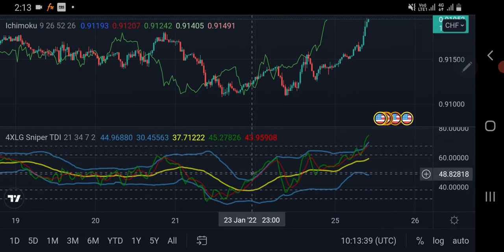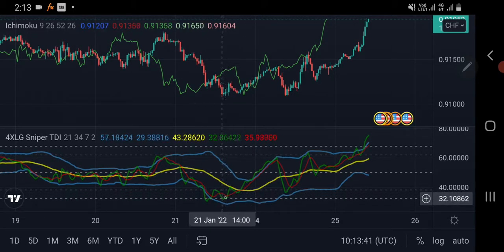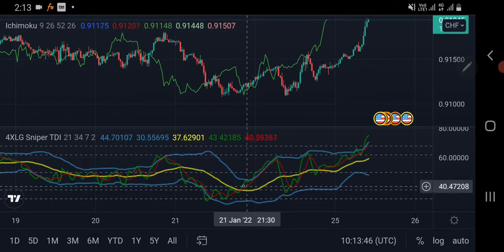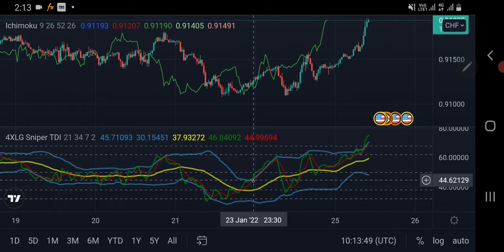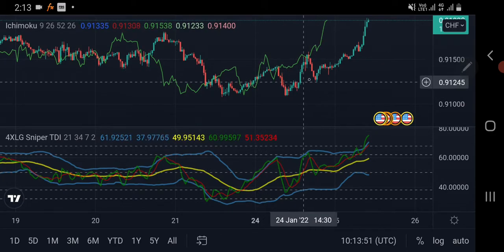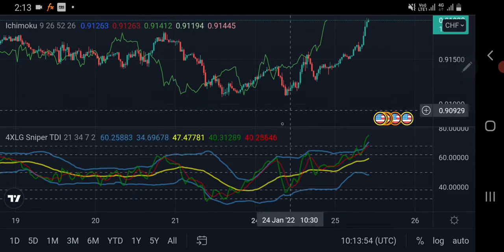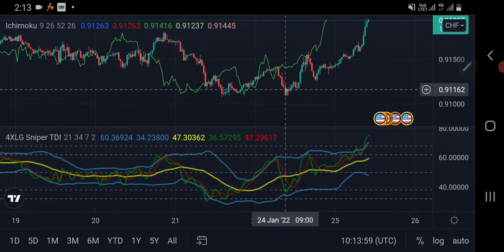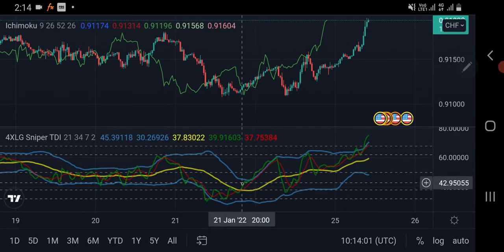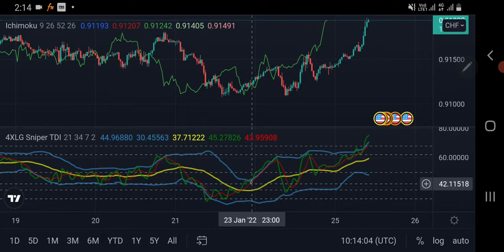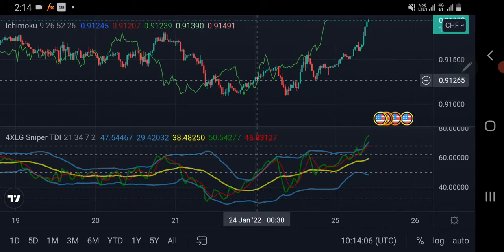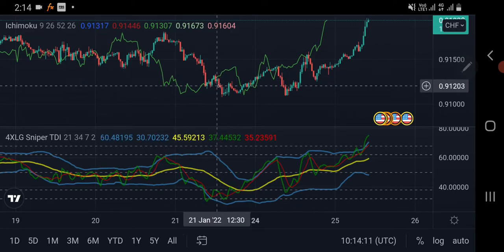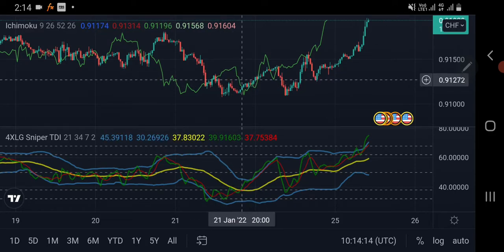So what we are going to do is wait for the green and red to cross the yellow. It already crossed here. Then we have to wait for the Chikou span to go above. So here we see the Chikou span is in this area. It crosses over here, and then the Chikou span came in, if I'm not mistaken, just over here in this area, and we are going to take our trade for the long.